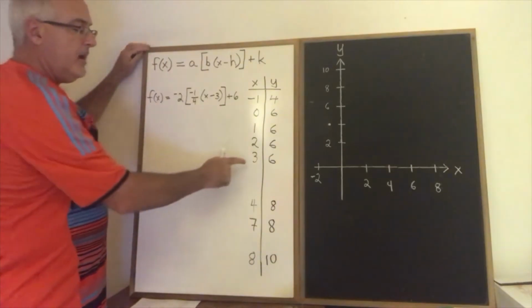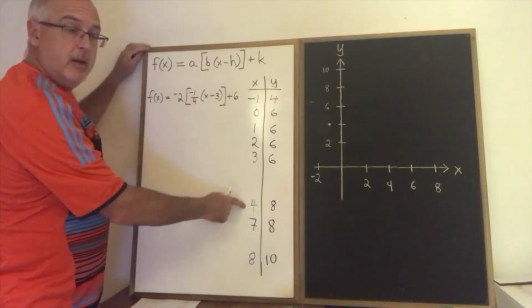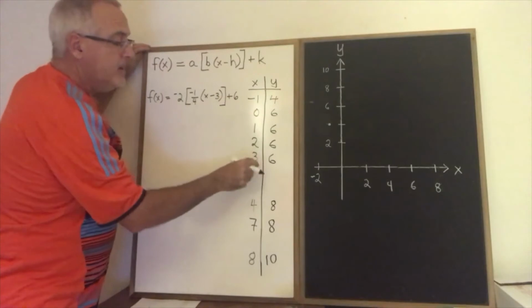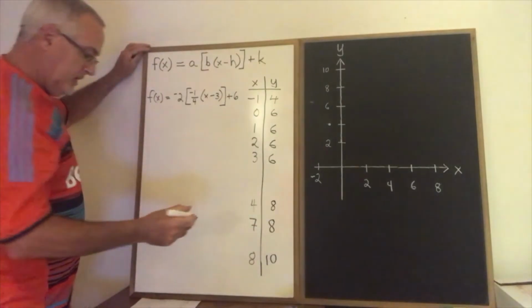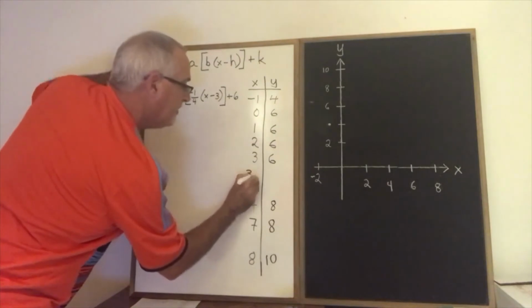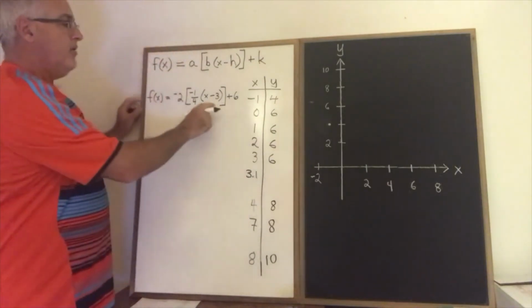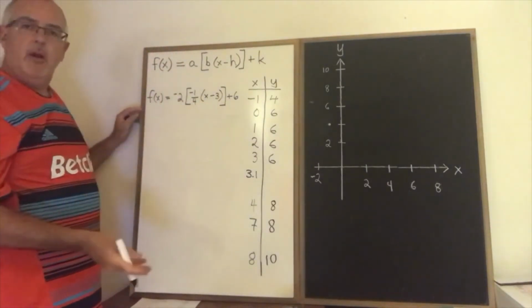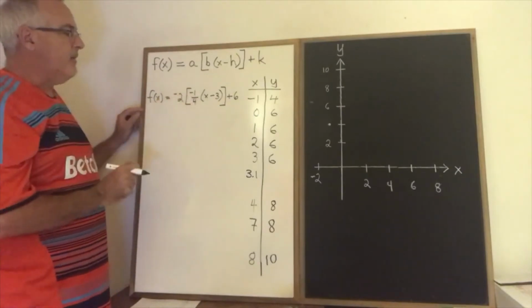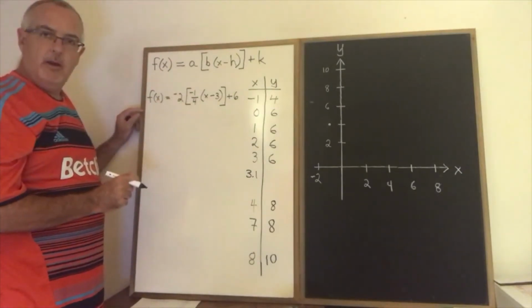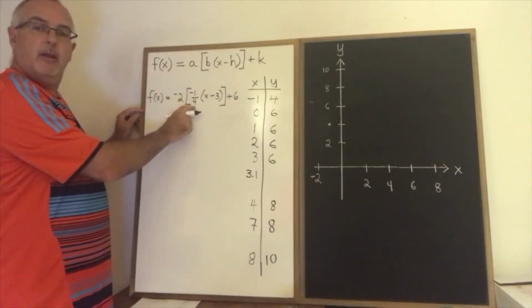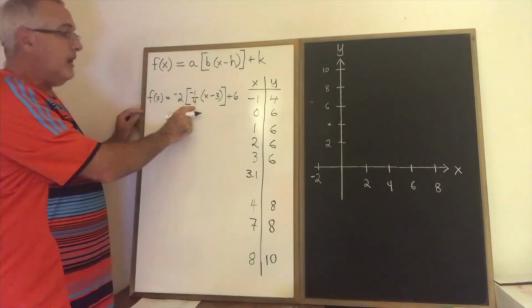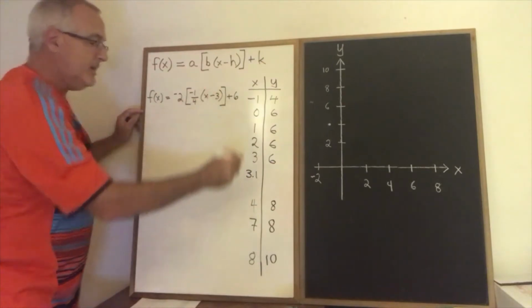I want to know what happens between 3 and 4, because I want to know what happens when the step goes from y equals 6 to y equals 8. So I'm going to use 3.1. 3.1 minus 3 is 0.1, or 1/10. 1/10 times negative a quarter is negative 1/40th. The greatest integer less than or equal to negative 1/40th on the number line is negative 1. Negative 1 times negative 2 is positive 2, plus 6 is 8.